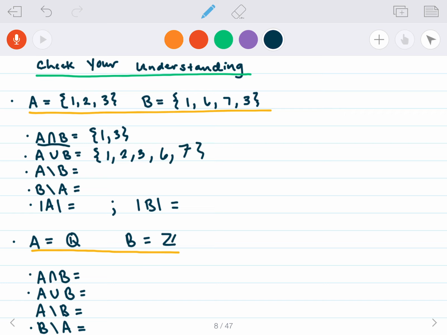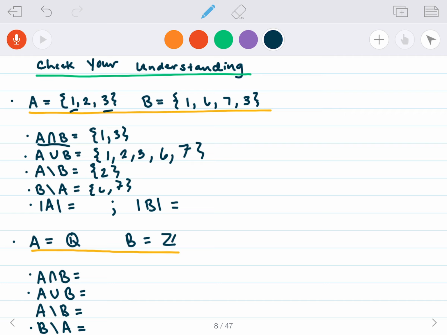Okay. A without B. So imagine that I have A right here and I want to get rid of stuff that's in B. Well, the stuff that's in B is 1 and 3. So if I get rid of that, then A without B is just 2. B without A, well, we're going to get rid of the 1 and 3 because those are in A. So it's just going to be 6, 7.